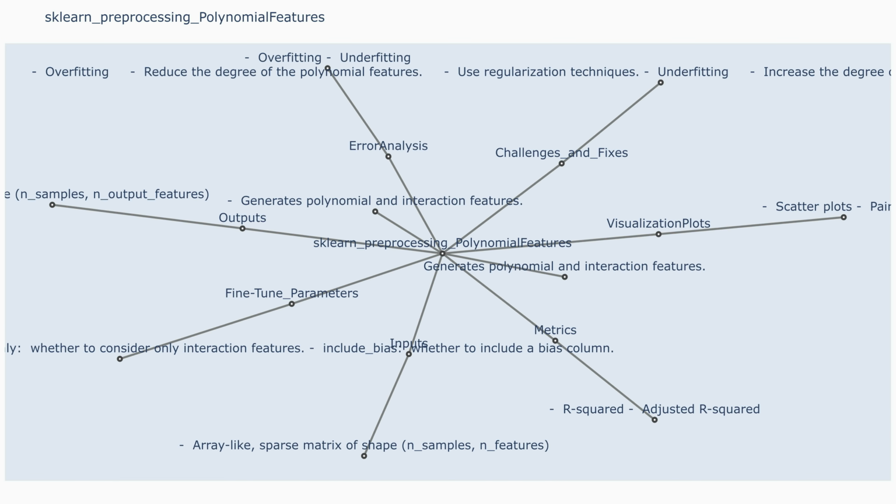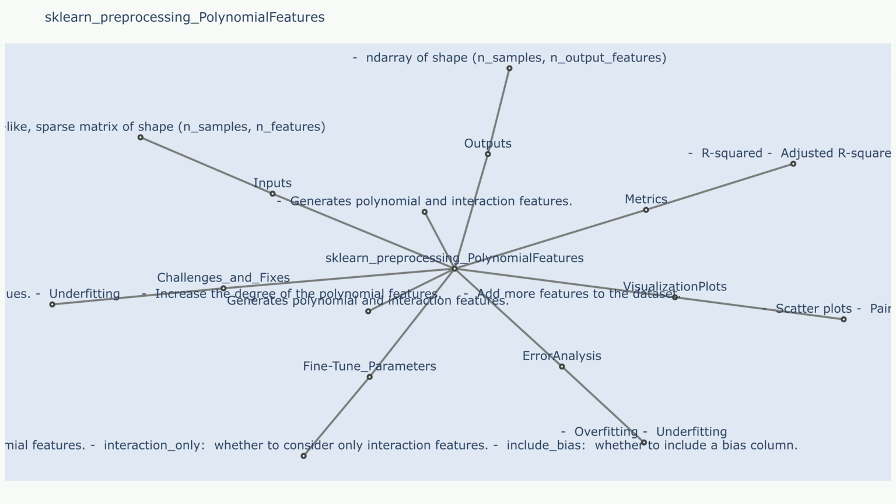sklearn, preprocessing, PolynomialFeatures. Description. The PolynomialFeatures class in scikit-learn (sklearn) is a powerful tool for transforming your data. By creating polynomial features, it's commonly used in machine learning to improve the flexibility of your models, especially when dealing with nonlinear relationships between input variables and the target variable.